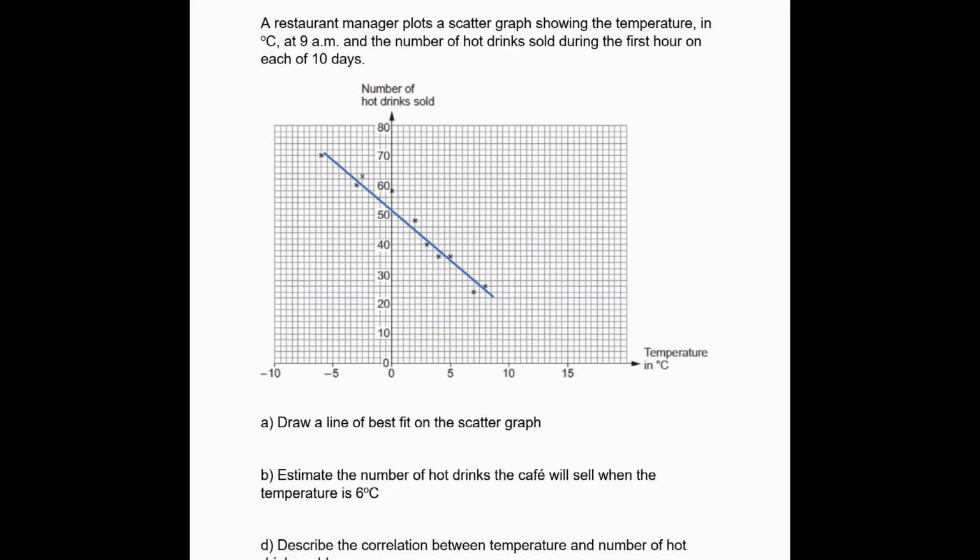Okay, so we want to then estimate the number of hot drinks the cafe will sell when the temperature is 6 degrees C. So I'm going to go across to 6 degrees C, which is here. And I'm going to draw a straight line up from there. And then where that line hits the line of best fit, I'm going to draw a straight line across. Like that. Okay, so I can see that it's going up in twos, so that is about 31 hot drinks.